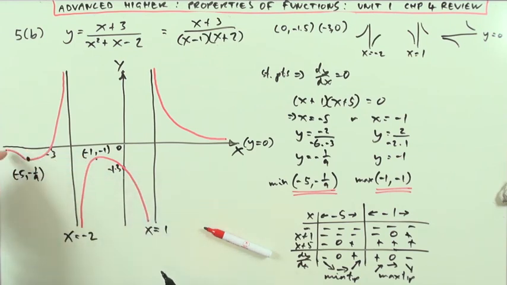Obviously, it must take a twist here somewhere, so somewhere about there will be some sort of point of inflection where it changes concavity from up to down. But that would be the graph. There it is for 5 part B.